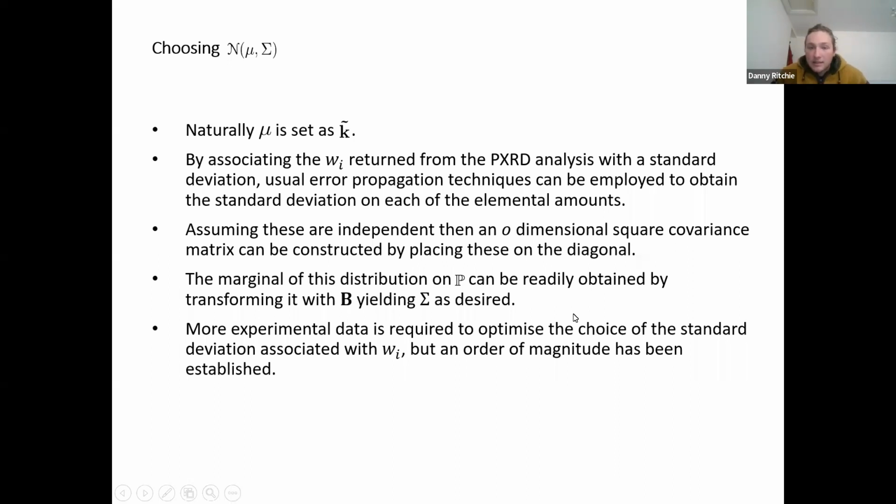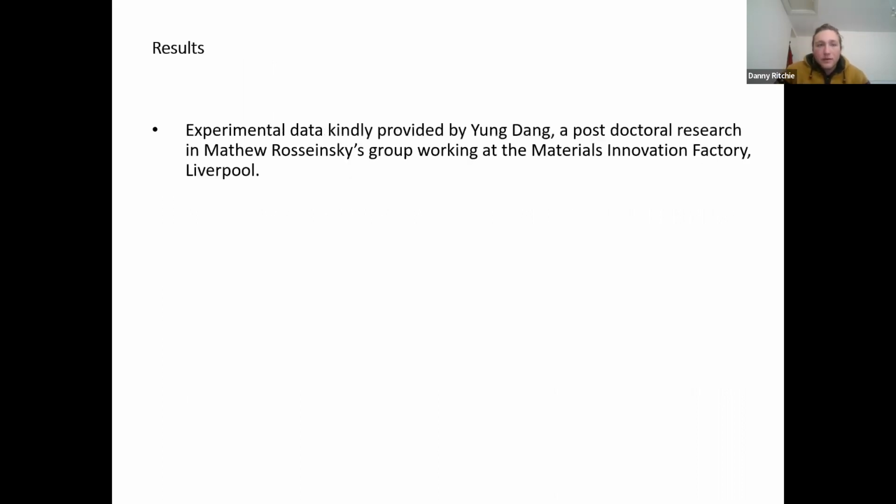More experimental data is required to optimize the choice of the standard deviations associated with WI, but from the experimental data I do have, I've been able to establish a rough order of magnitude of what works. Now I'm going to show you some results. This is from experimental data kindly provided by Yung Dang, who's a postdoctoral researcher in Matthew Rosinski's group working at the Materials Innovation Factory in Liverpool.